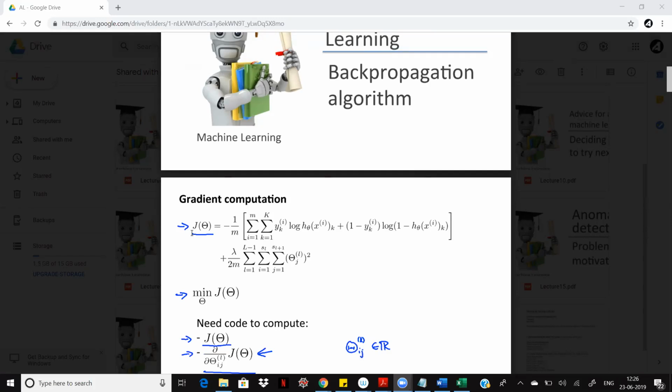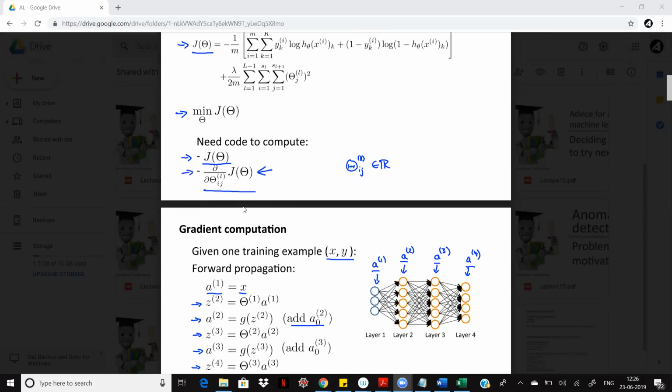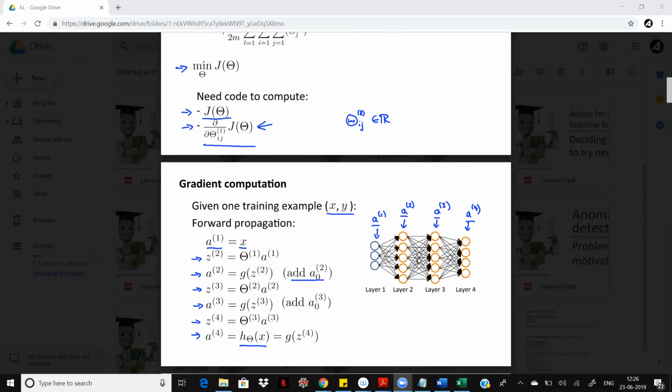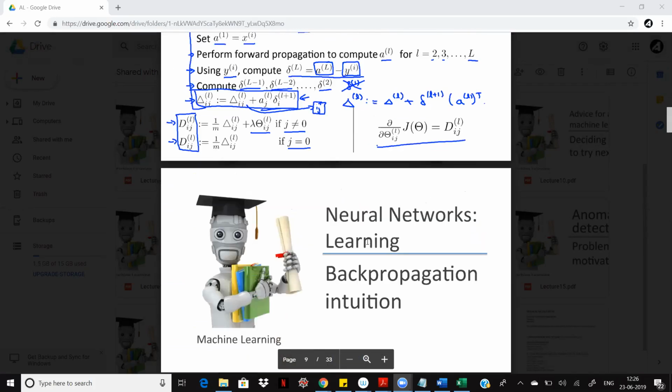There are 3 hurdles over here. First hurdle is your input to hidden layer 1 weights. Second hurdle is your hidden layer 1 to hidden layer 2 weights. Third hurdle will be your hidden layer 2 to output weights. So all these you have to optimize. Your gradient computation will be, you have to minimize your cost function. And what you have to compute? You have to compute the gradient of each of the weights. So if this is my output, then gradient of this, gradient of this, gradient of this.